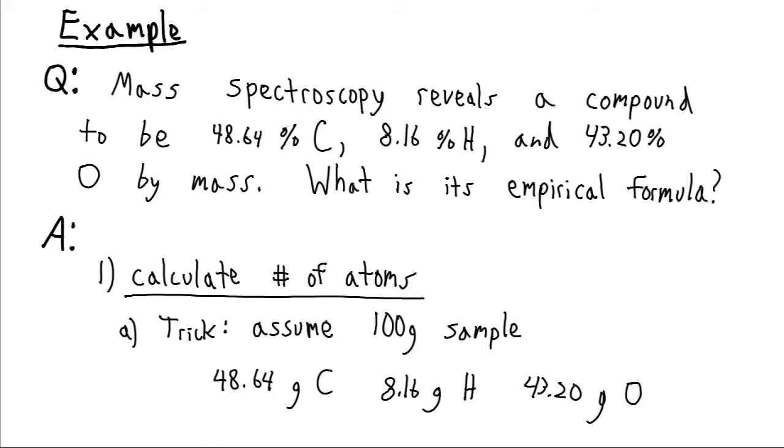Well, in that case, 48.64% would be 48.64 grams for carbon. And so that will make the math really easy. Once we calculate the empirical formula based on this 100-gram sample, that will be the same empirical formula that applies to any other sample.